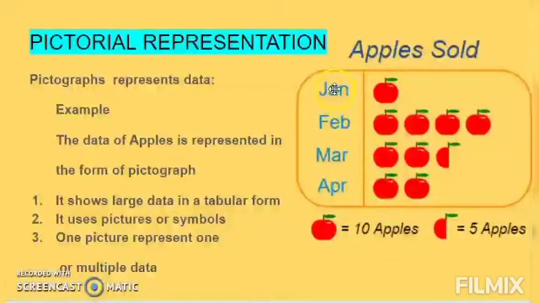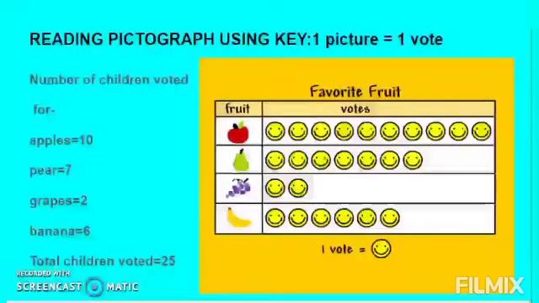So in January, we can see one picture of apple is there. That means 10 apples were sold in January. And since a full apple is 10, a half apple will be equal to 5. So we can see in March, 10 plus 10, 20 plus 5, 25 apples were sold. So we can read pictographs using the key. It is very important to understand that one picture of the pictograph can have one or multiple data. Let us show you one more example here.